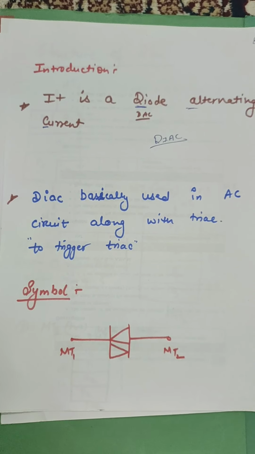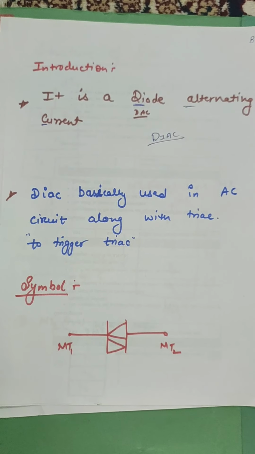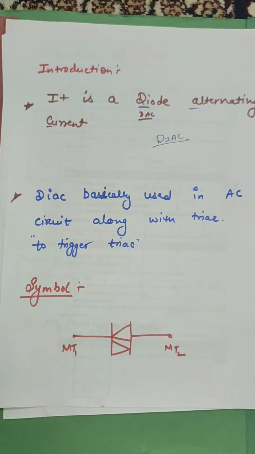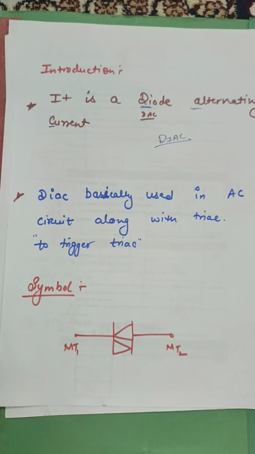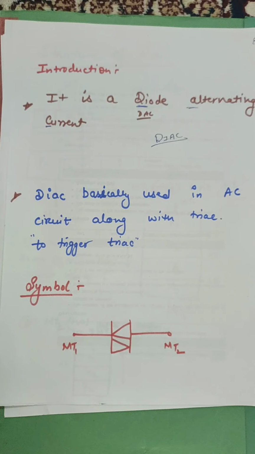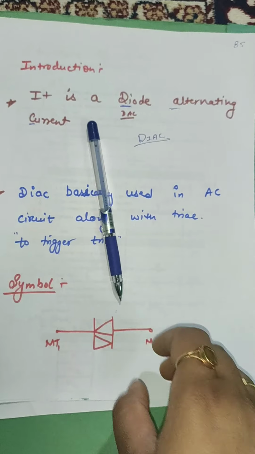Diac is basically used in AC circuits along with Triac. I will explain Triac later. Diac is also used to trigger Triac. That's why I will explain Triac next.